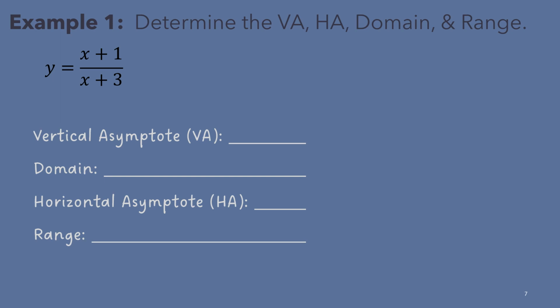Example 1, y equals x plus 1 over x plus 3. Determine your vertical asymptote. So we're looking at the denominator of the function, set it equal to 0 and solve to get x equaling negative 3, or you can use the shortcut method. Remember, this value splits our domain. So our domain is going to go from negative infinity to negative 3, union negative 3 to infinity.